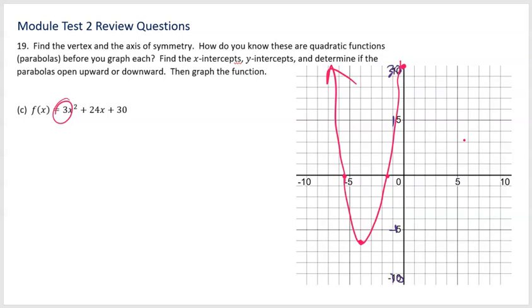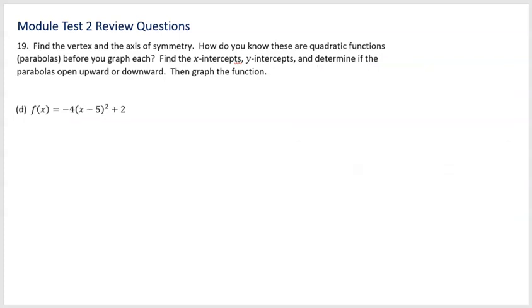All right, now this problem is in a different form. Notice this is in vertex form, and so using x is equal to negative b over 2a would only work if we multiply all this out. So we would have to square the x minus 5, do an x minus 5 times x minus 5, and distribute the negative 4. Let's don't do that. When it's in this form, the vertex is the opposite sign of what's in the parentheses, so positive 5, and you keep the sign out. There's my vertex, 5, 2.